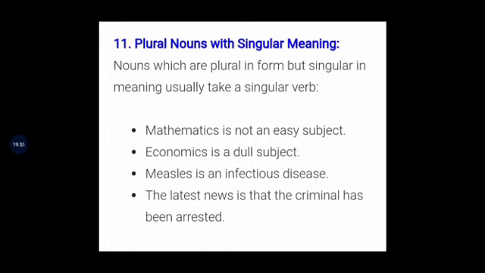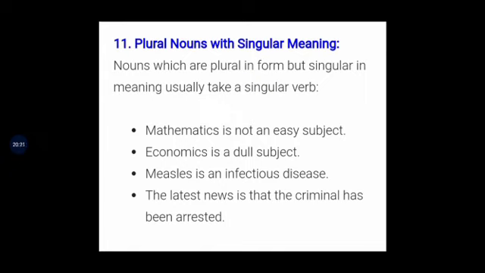Economics is a dull subject. So here again economics, the last letter sounds S. It looks like plural, but with meaning it is singular. So we need to take the singular form of the verb. Economics is a dull subject. Measles is an infectious disease.